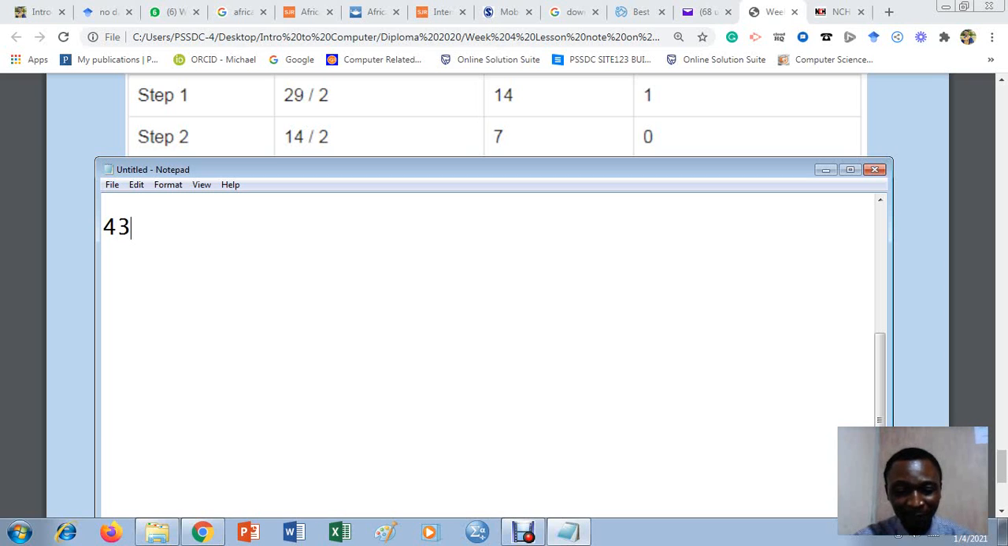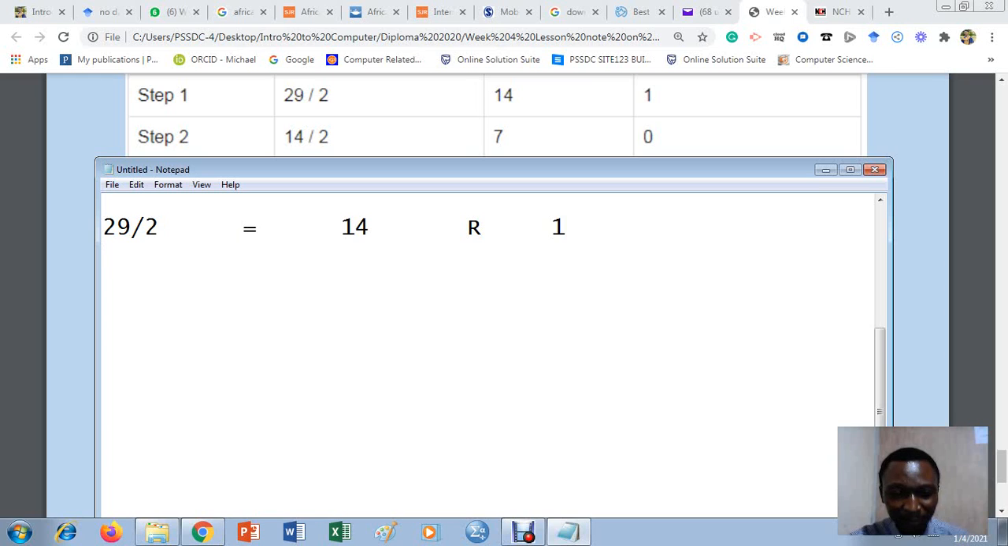So you are going to divide 43 by 2. Let's work with the one we've seen, 29 by 2. So what would that give us? How many 2 can you find in 29? You can only find 14. And if you multiply 2 by 14, that will give you 28. Remainder what? Remainder 1. That's how we got the 1.